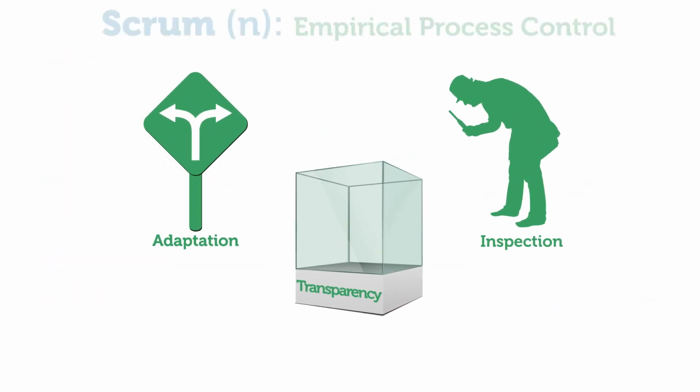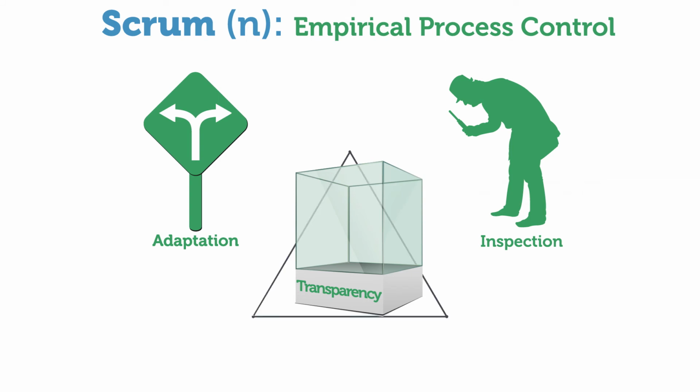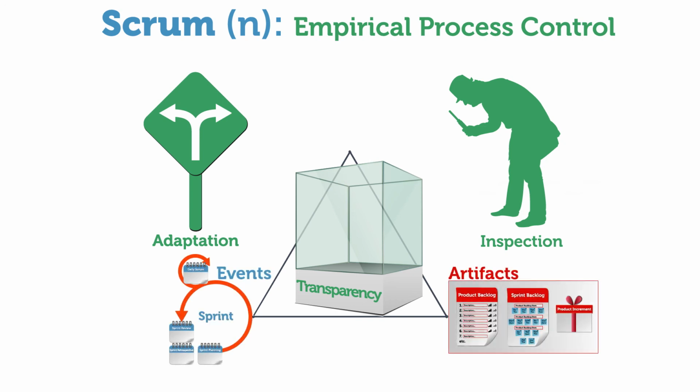Scrum is based on empirical process control, and so significant aspects of Scrum are designed to provide transparency, inspection, and adaptation. To create transparency, Scrum's events and artifacts are visible to all of those responsible for their outcomes.